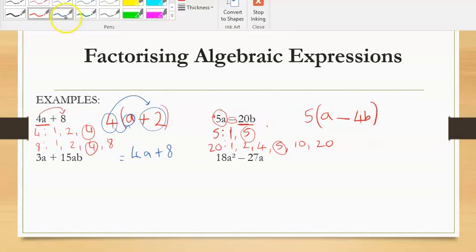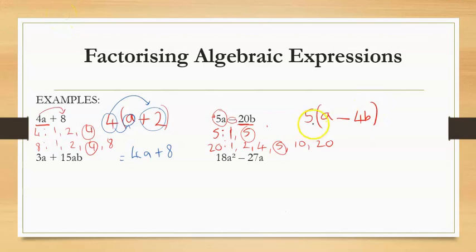I'm just going to prove that one by expanding it out again. 5 multiplied by a is 5a, so that bit's right. And 5 multiplied by negative 4b would be negative 20b. So we know that that's right too.